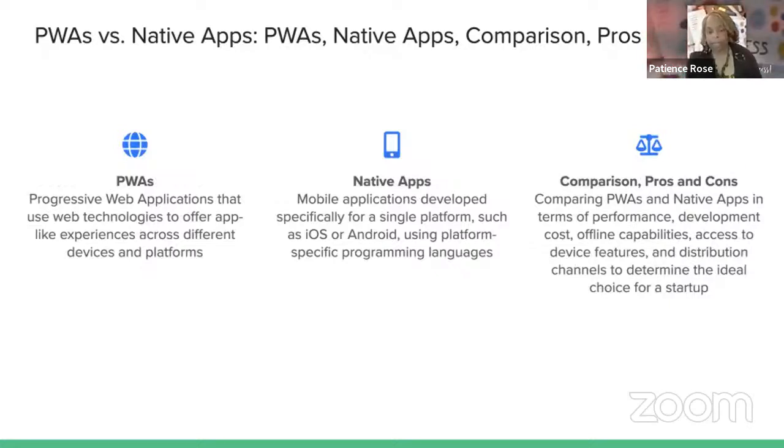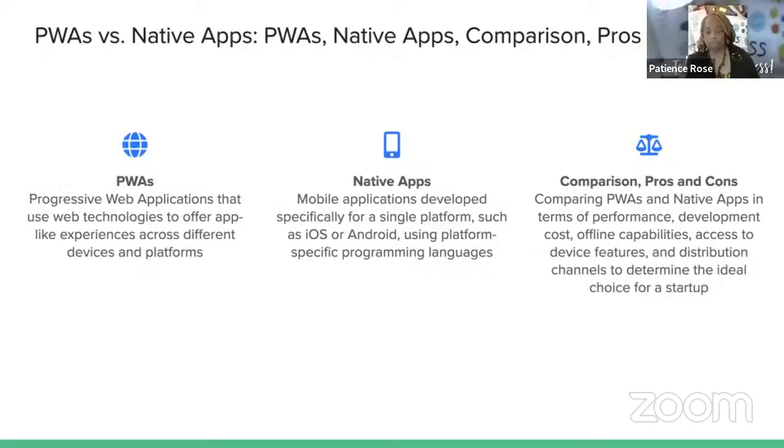So when we're comparing pros and cons, should I have this PWA or should I have the native app that I can get from the App Store? Which one is the best choice? Well, in terms of performance, development costs, offline capabilities, and access to device features and distribution channels, those are things that you want to think about when you are comparing one to the other. It's really apples and oranges. It's not the same thing.